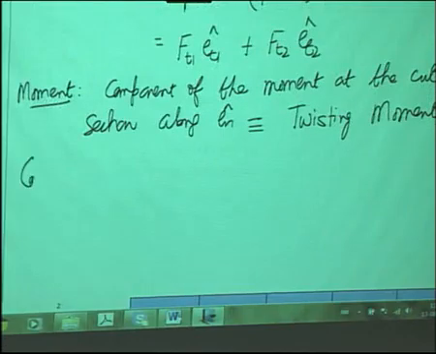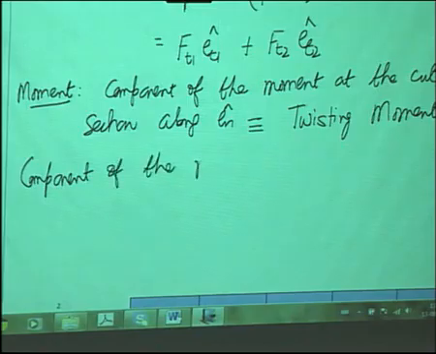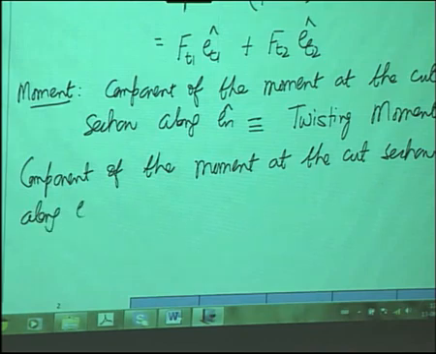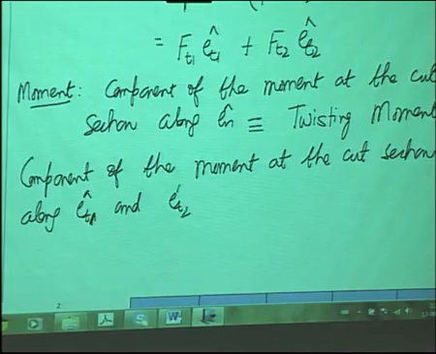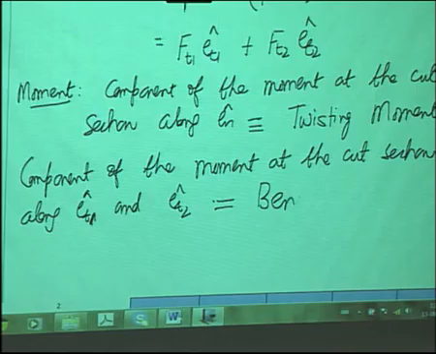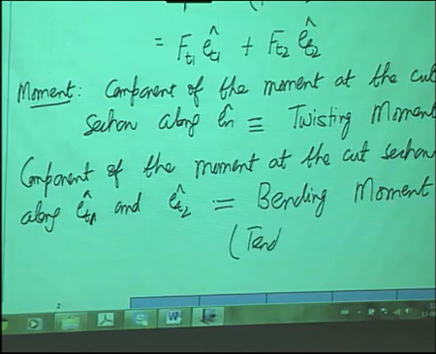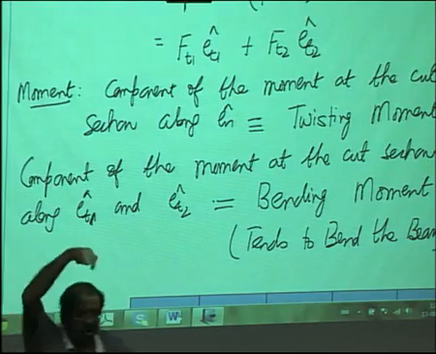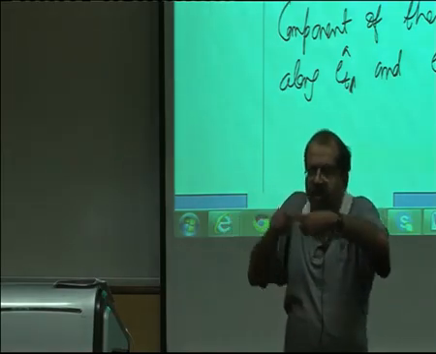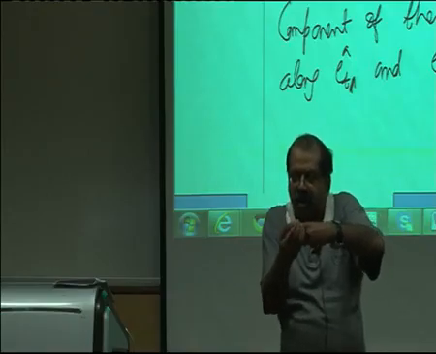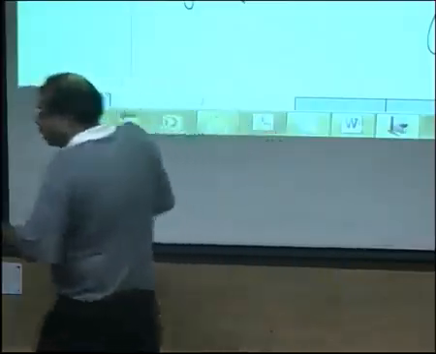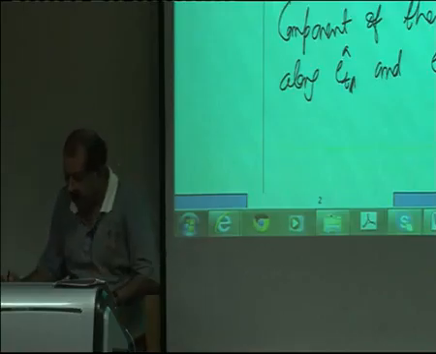So, twisting means basically you rotate about the axis. Now, the component of the moment at the cut section along Et1 and Et2 is referred to as the bending moment, because this moment tends to bend the beam. If this is the beam and the moment is about that axis, you are trying to turn about that axis, it will tend to bend. Or if it is about this axis, again the role of that will be to try and bend the beam. So, this is how we define axial force, shear force, bending moment.